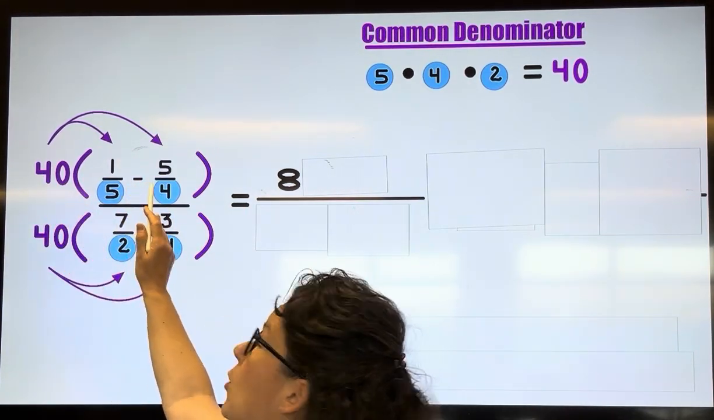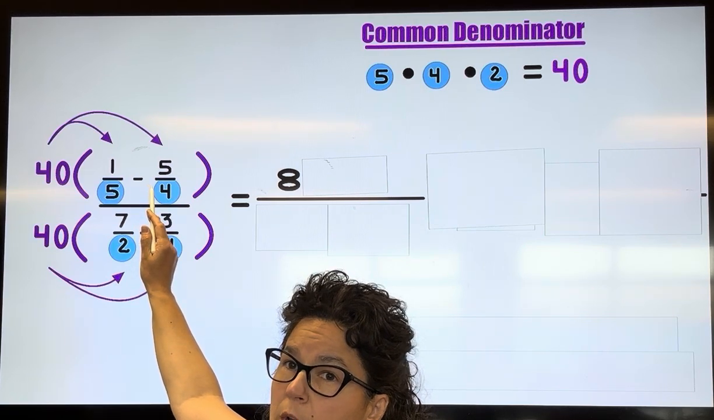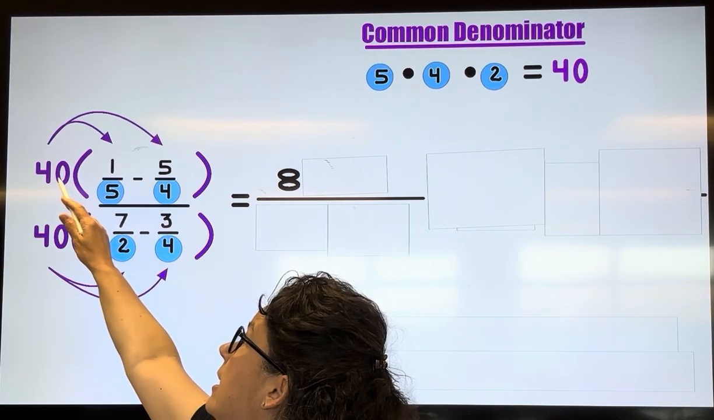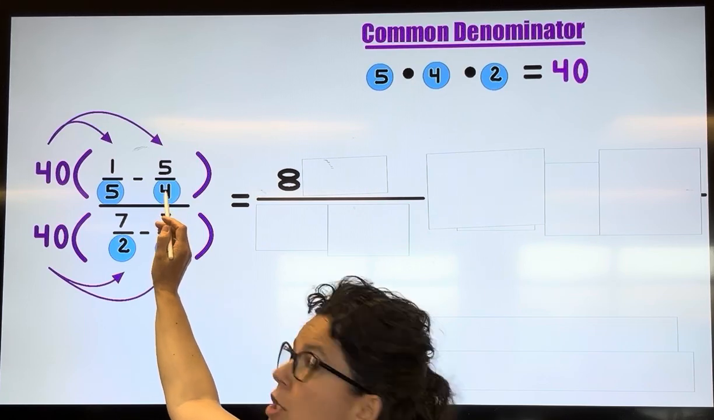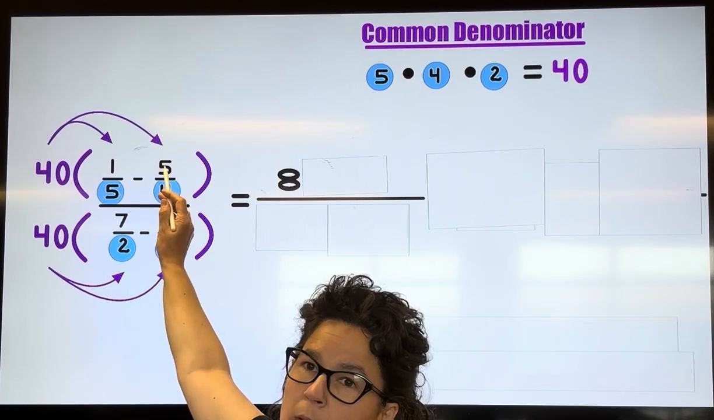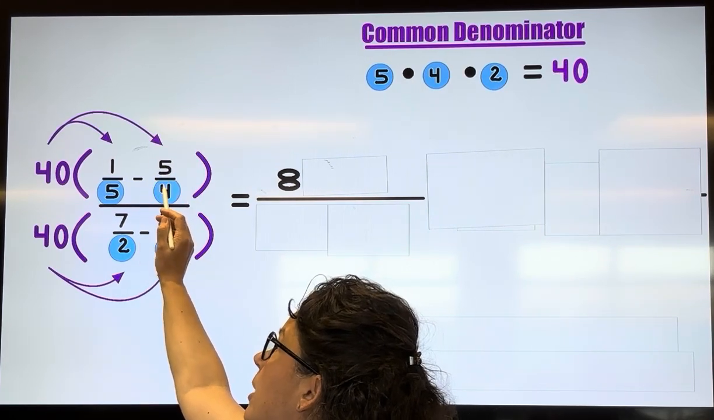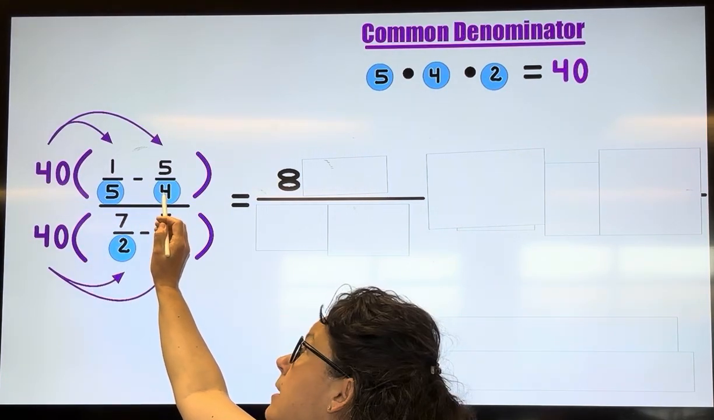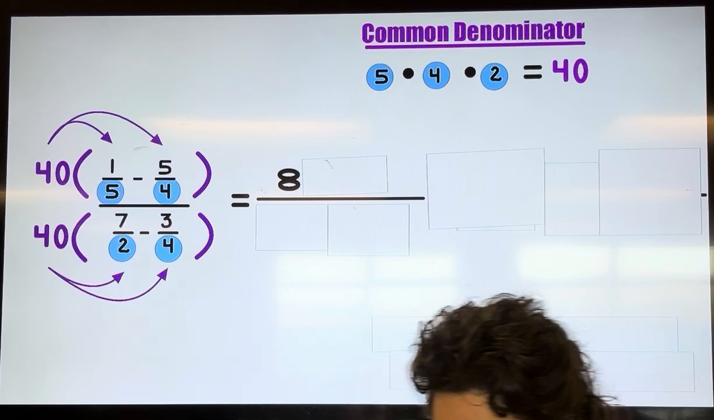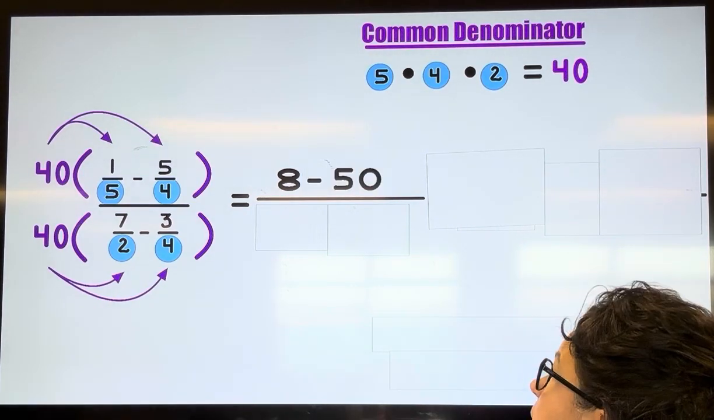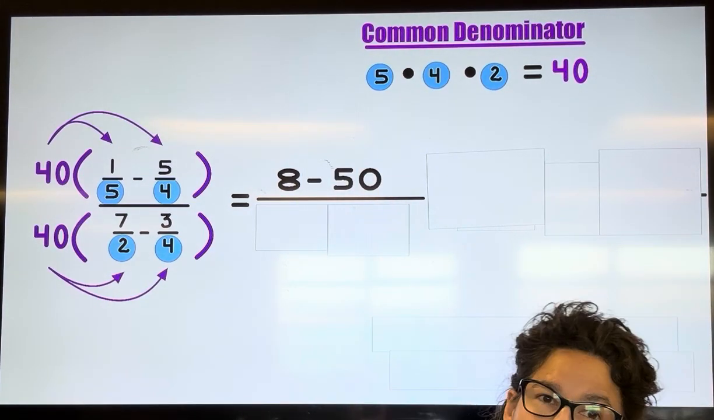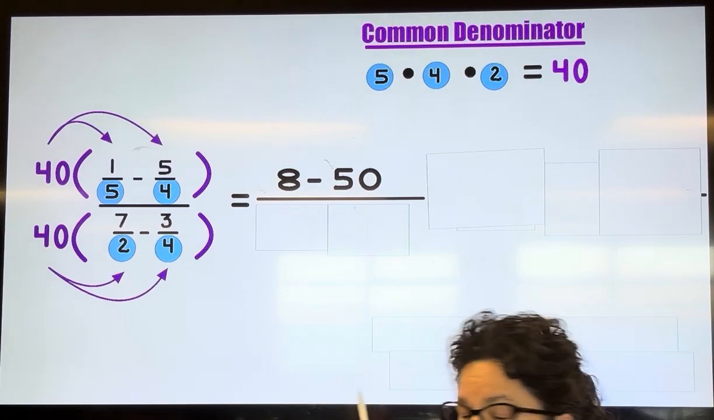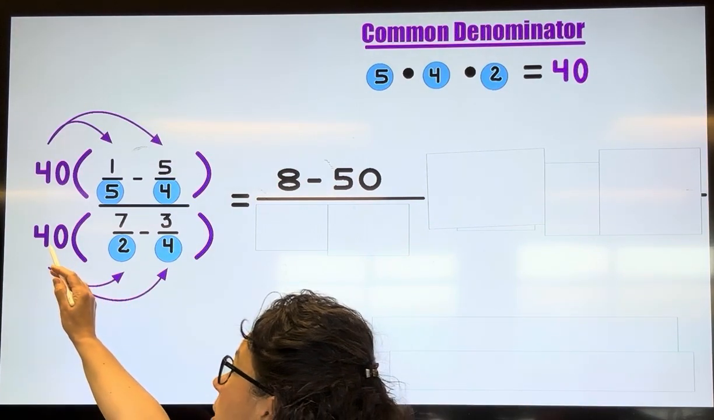Okay, now I'm going to take the 40 times this fraction. A positive 40 times a negative is going to be a negative. And then again, when I'm multiplying by this fraction, I'm dividing by the denominator and multiplying by the numerator. So 40 divided by 4 is 10, and 10 times 5 is 50, so I have minus 50. Now look at how easy that numerator looks. So let's do that again in the denominator.